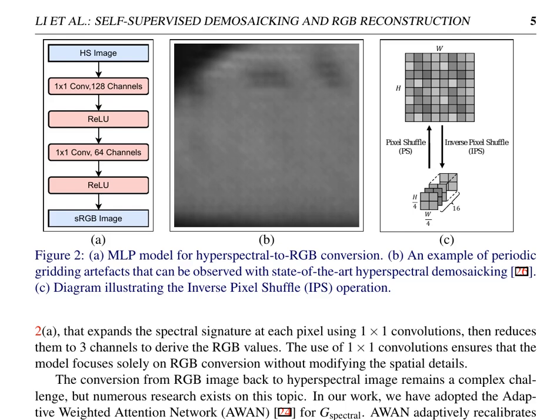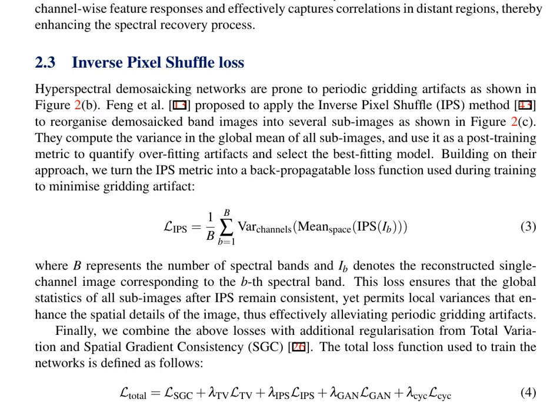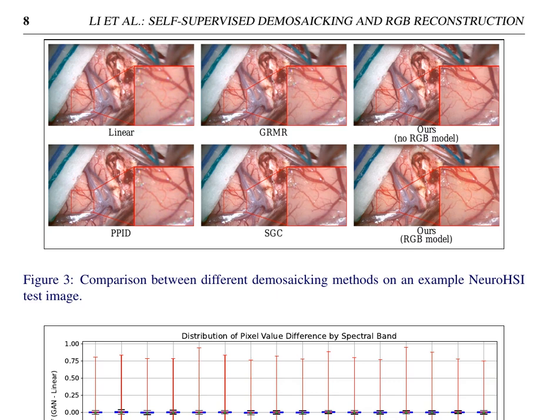The proposed method for self-supervised demosaicking and RGB reconstruction involves a multi-loss function approach, combining the inverse pixel shuffle (IPS) loss, total variation (TV) loss, spatial gradient consistency (SGC) loss, and an adversarial loss. This method is evaluated on a surgical imaging dataset, achieving superior performance in both spatial and spectral accuracy compared to existing methods. The Res2U-net model is used for spatial reconstruction, and a trainable RGB conversion network enhances color fidelity.